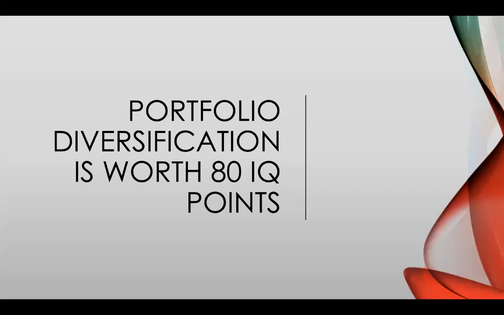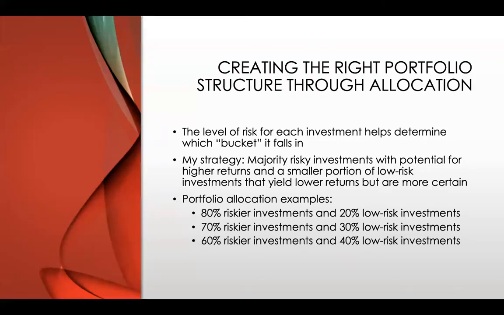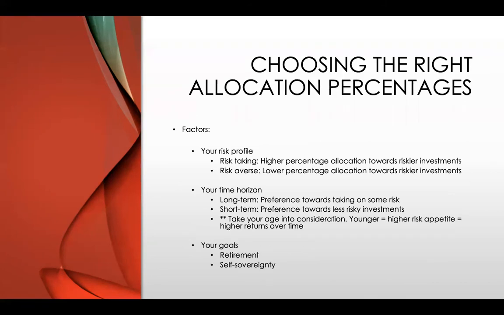So you can see how that works with all these different factors going in. And so the way you determine your portfolio allocation percentage is by using these three factors as guidelines. The first of which is your risk profile. So your risk profile is how much risk you're willing to take. Are you a risk-taking individual? If you are, then you are going to allocate a higher percentage of your portfolio towards riskier investments.